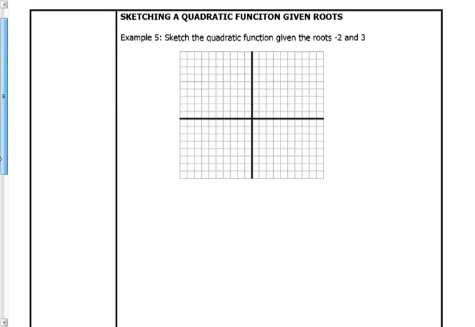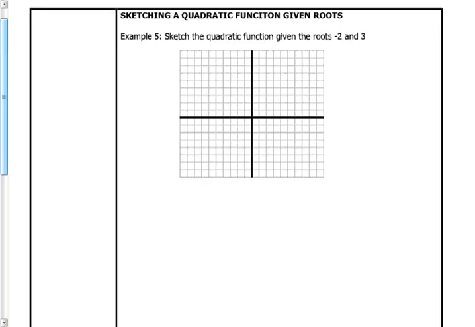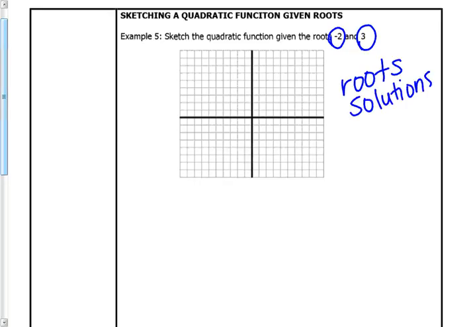All right, last part of this. We're going to sketch a quadratic function given the roots. So this time it says sketch, which means to draw the quadratic function given the roots -2 and 3. So again, roots or real roots also means solutions, which also means it's the x-intercept. So this means that I should have points on the x-axis wherever the -2 is and wherever the +3 is.